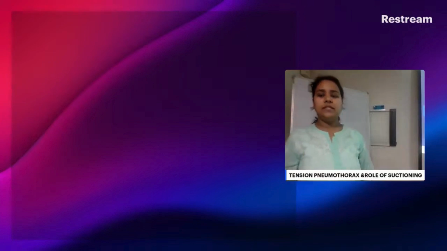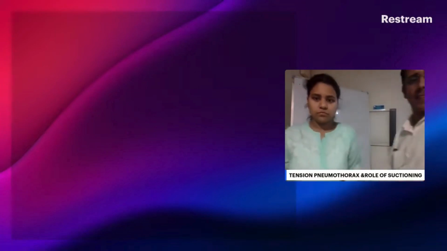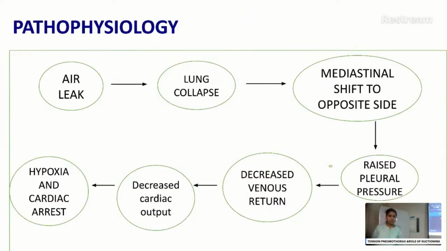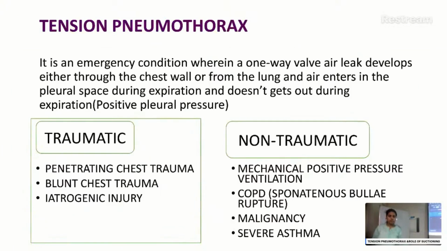Now, tension pneumothorax is an emergency condition where a one-way valve air leak develops either through the chest wall, that is the open pneumothorax, or from the lung, that is the closed pneumothorax. It enters the pleural space during inspiration and doesn't get out during expiration, causing positive pleural pressure.